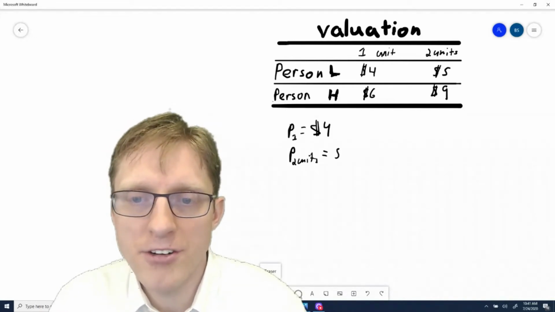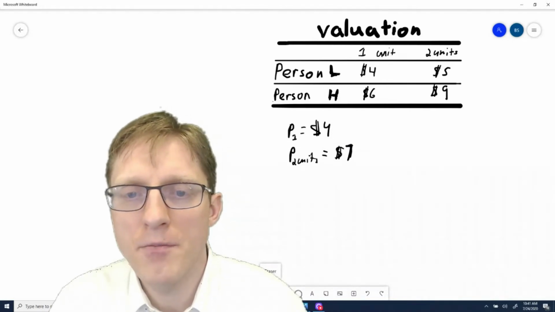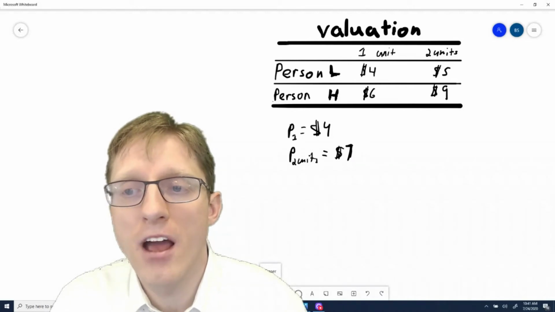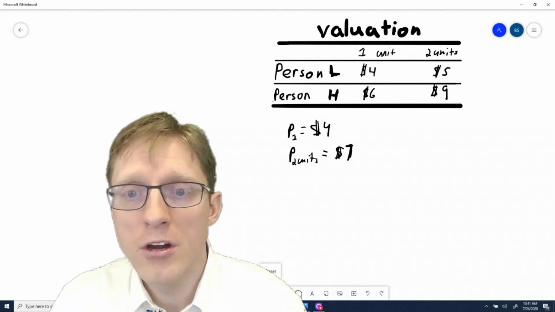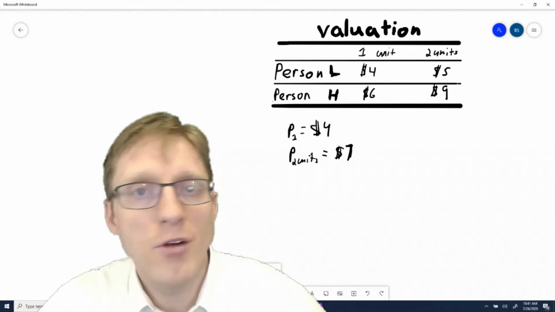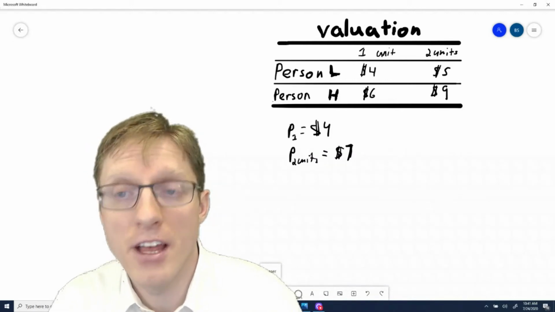So we're going to charge $7 for the larger box of cereal, and then the low valuation type would be willing to buy the 1 unit of cereal, and the high valuation type would be able to buy the 2 units of cereal, for total revenue. And we're going to say revenues are profits. Let's just assume marginal cost is 0. So revenue equals profits, in this case, of 11.